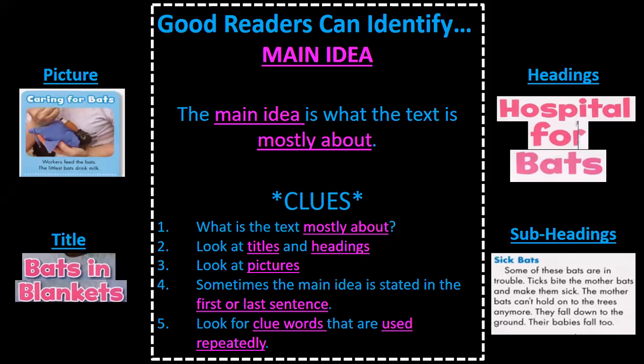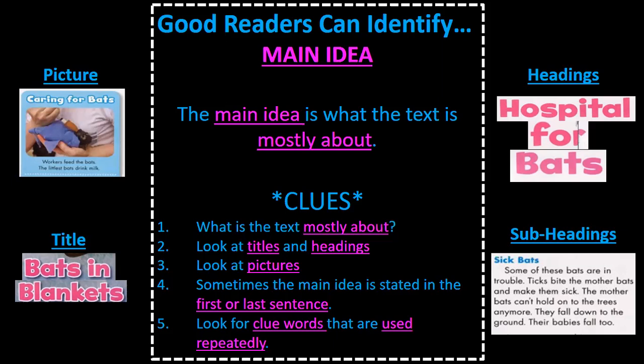It gives you examples of a picture and its caption, title listed here on the bottom left-hand corner. It says bats and blankets. We have headings as well, hospital for that, and then a subheading. The paragraph I'm going to model and look for the main idea for. So again, make sure that we're looking at our clues, which are our text features.